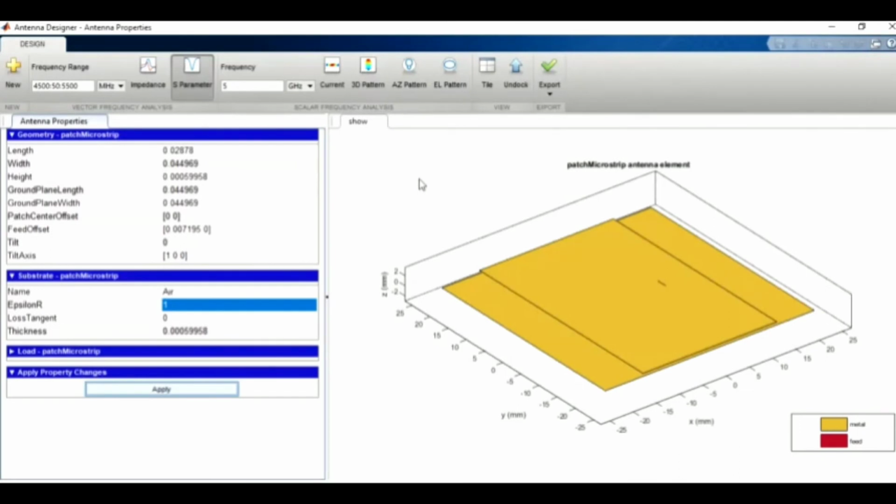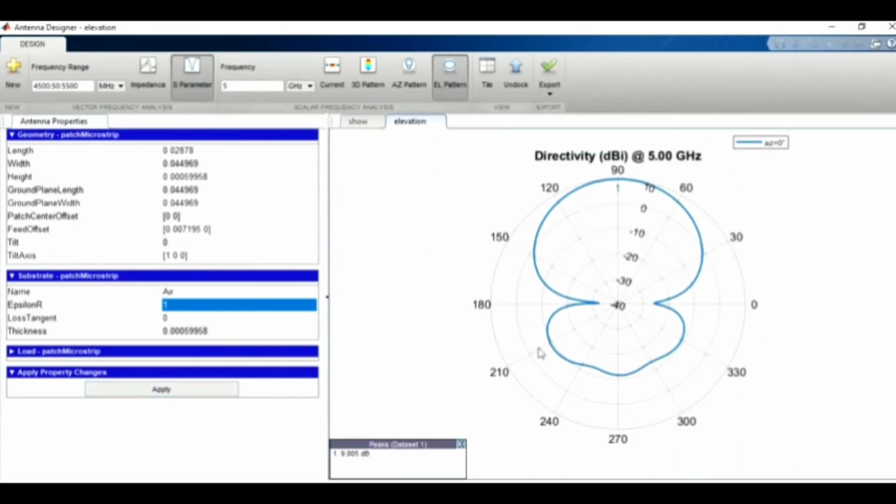Okay, next I will simulate the elevation radiation pattern. From this elevation radiation pattern, it shows the gain peak at 90 degrees is 9.805 dB. Besides that, the gain at 180 degrees is negative 25.36 dB. It shows the null is high due to the high gain. Null means the signal strength of the antenna is minimal or weak.